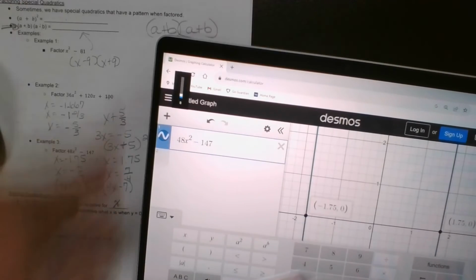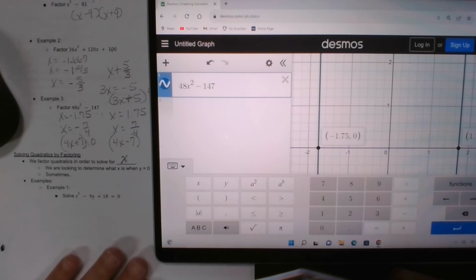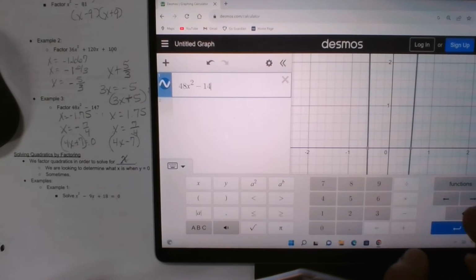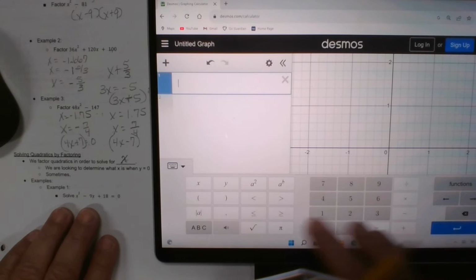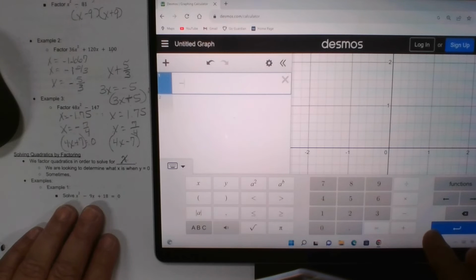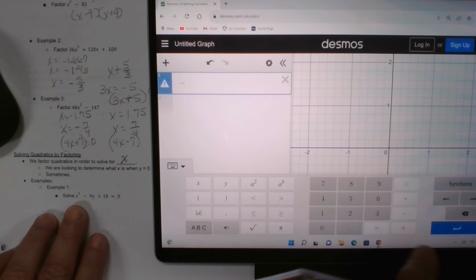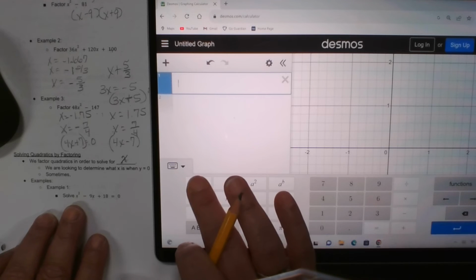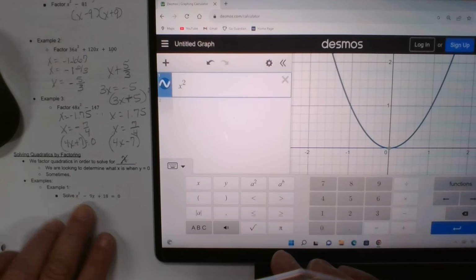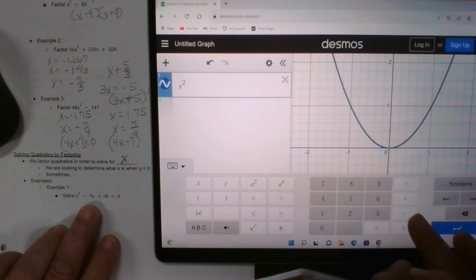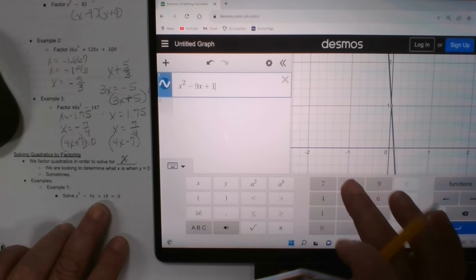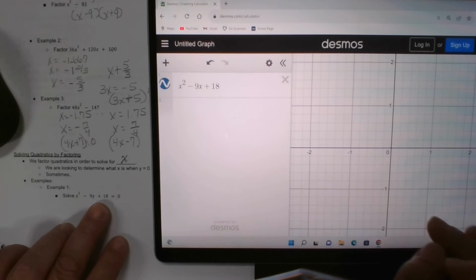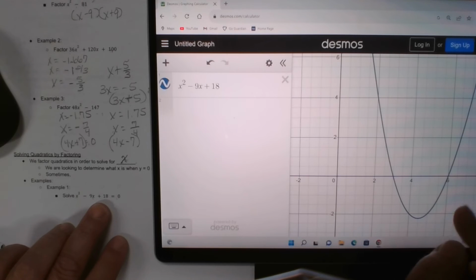the roots of. Now, I hate to just keep harping on this, but in your class, this is an allowed calculator. Sorry, that's x squared. I started to put negative. So that's x squared minus 9x plus 18. Okay? So where are the zeros at here?